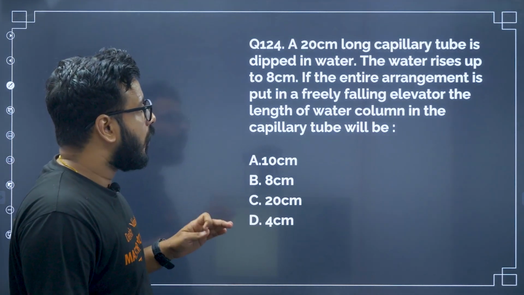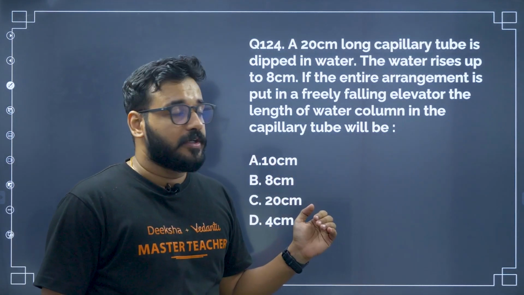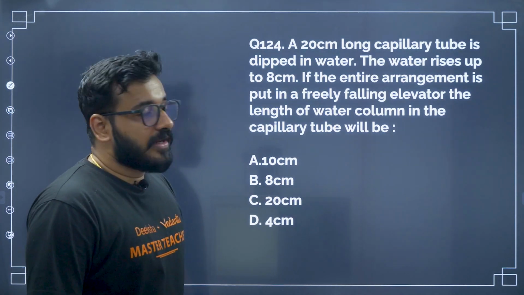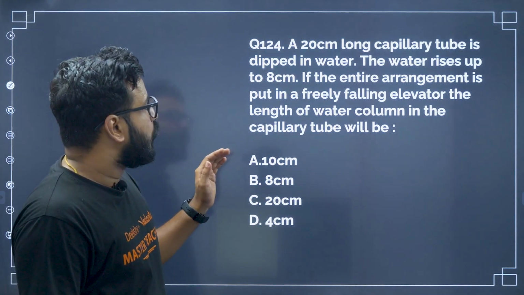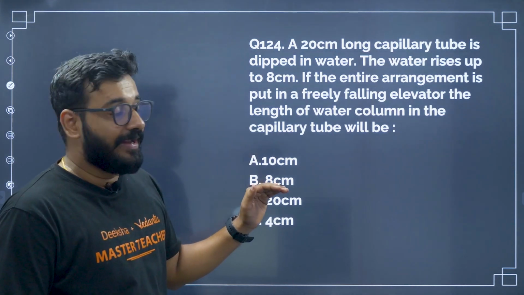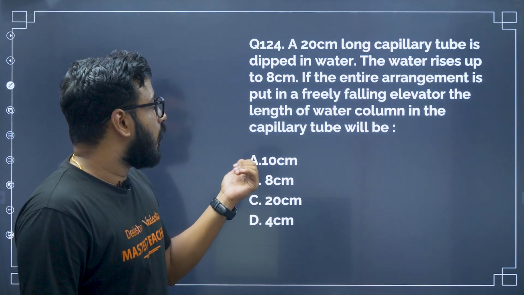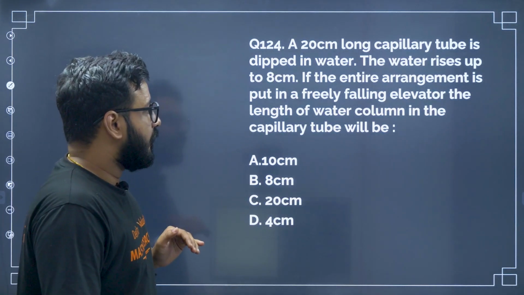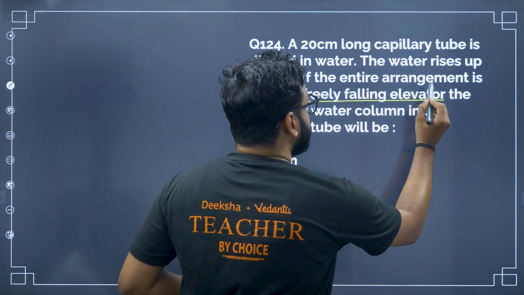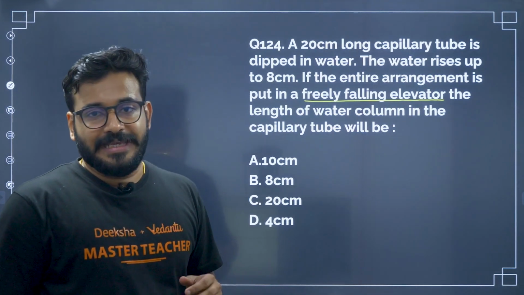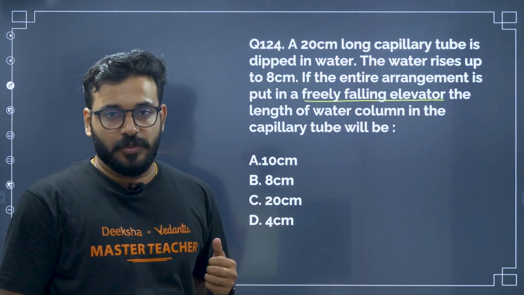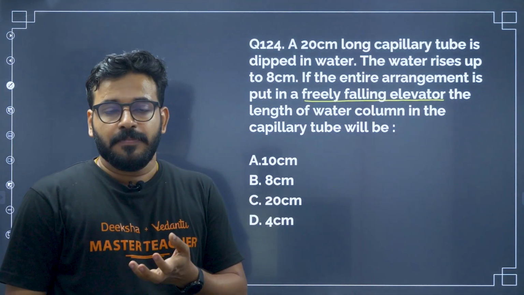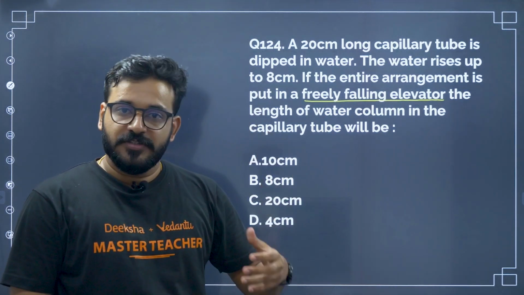A 20 centimeter long capillary tube is dipped in water. The water rises up to 8 centimeter. If the entire arrangement is put in a freely falling elevator, the length of the water column in the capillary tube will be? Now this is a direct question. First of all, it's a freely falling elevator. In the freely falling elevator, the effective acceleration felt is g minus a, and the acceleration of the free fall is also g, so g minus g.